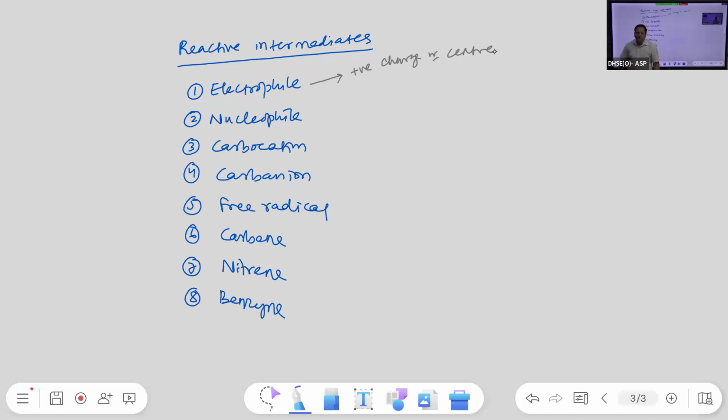Positive charge or positive charge center. Positive charge means it can be a cation, like CH3 plus, Cl plus, NO2 plus. So these are the electrophiles. And what do you mean by positive charge center? Positive charge center means it is an electron deficient species.